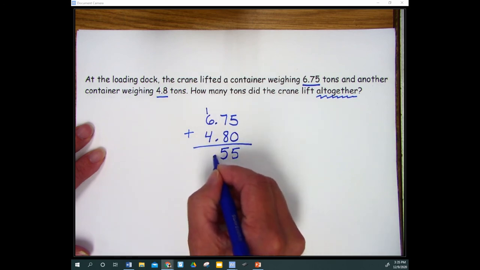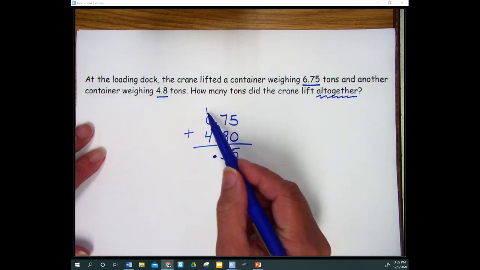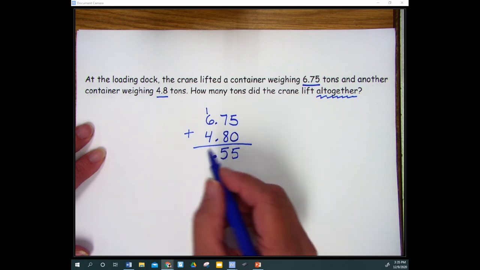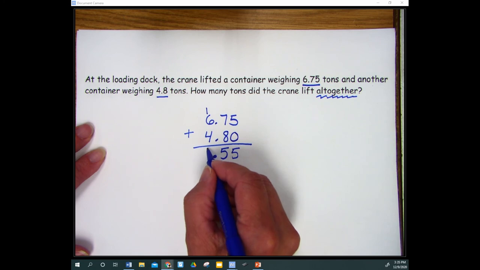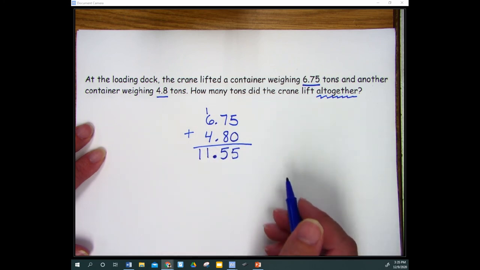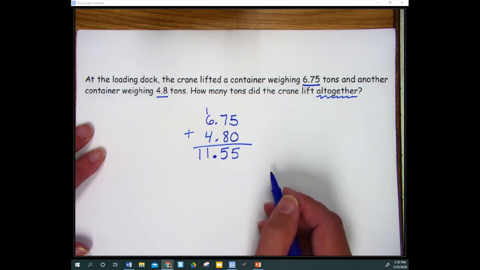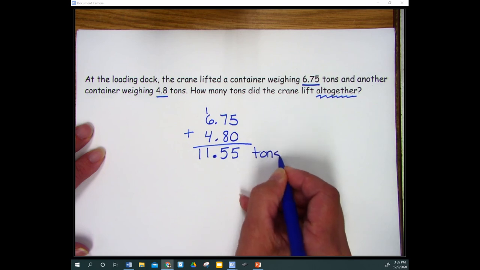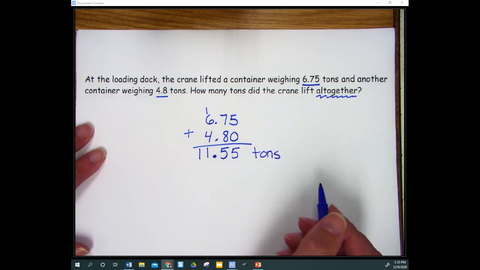I need my decimal point. 1 plus 6 plus 4, that's 11. 11 ones, right? And that's the same as having 1 one and 1 ten. Now, I would be remiss if I did not label this, because we have 11 and 55 hundredths somethings. It's not ounces, it's not pounds, it's tons. 11 and 55 hundredths tons, okay? That measurement unit's really important there.